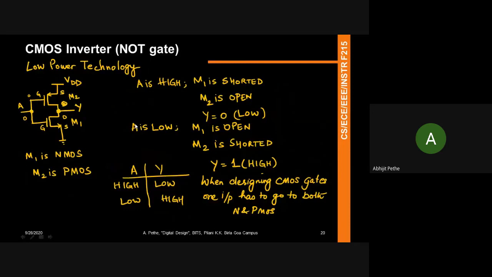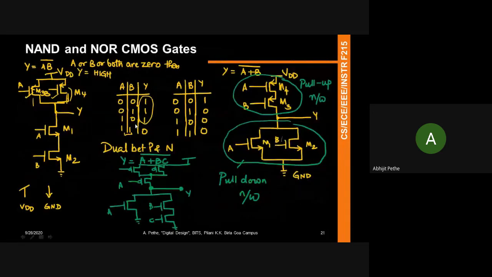So if you want a design which consumes less power, you want to always ensure that only one of these networks is on at all times. So either you short VDD to Y or you short Y to ground. That way you reduce the power consumed in the circuit.